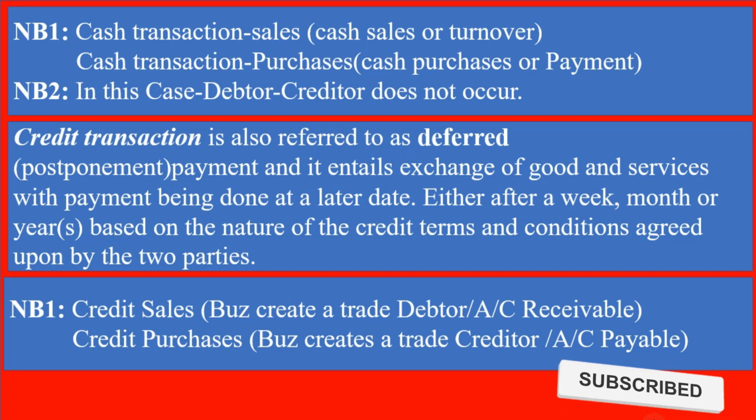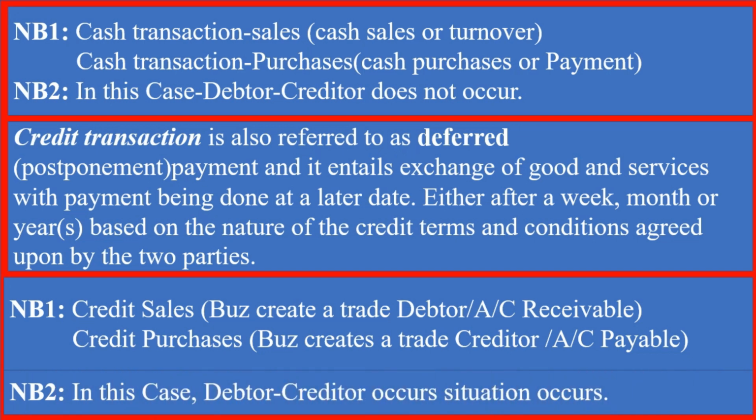Now, in the case of a credit transaction, we have credit sales, where the business creates a trade debtor account or a receivable. On the same mode, credit purchases are a case whereby the business creates a trade creditor account, or accounts payable. Nota bene too, I want you to take this seriously: in the case of credit transaction, a debtor-creditor relationship occurs in that business. All right?